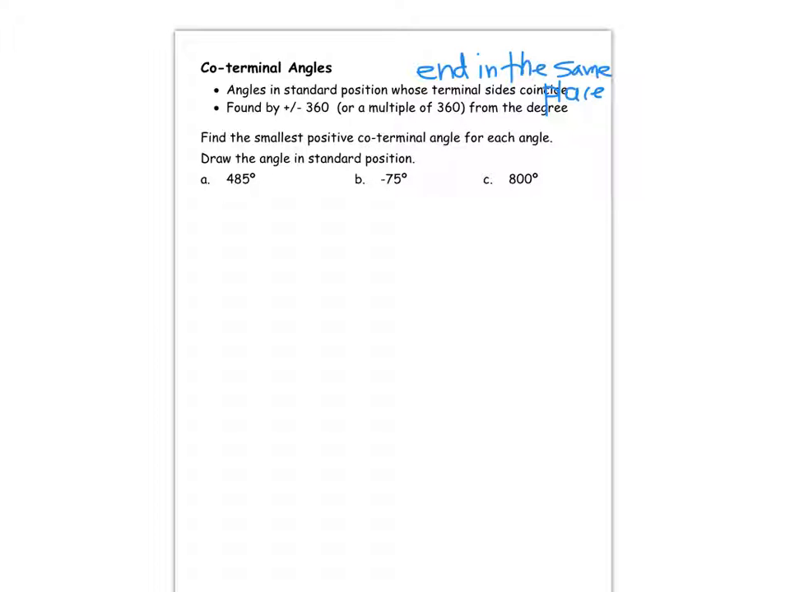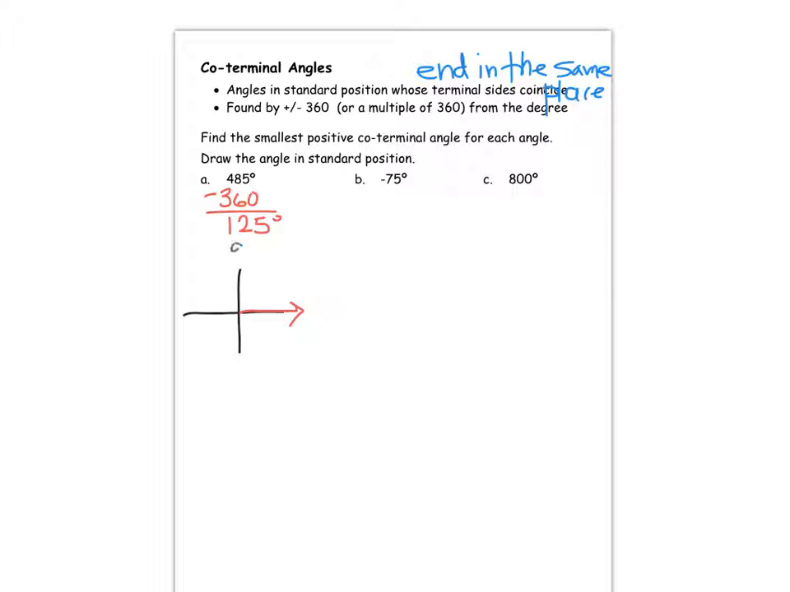So 485, that's bigger than one lap around the circle. A circle, remember, 360 degrees. So if I subtract 360 degrees, I realize I have 125 degrees left over. So a 485 degree angle would look exactly the same as a 125 degree angle. So if I just graph the 125, then I will have drawn the picture for 485 as well.